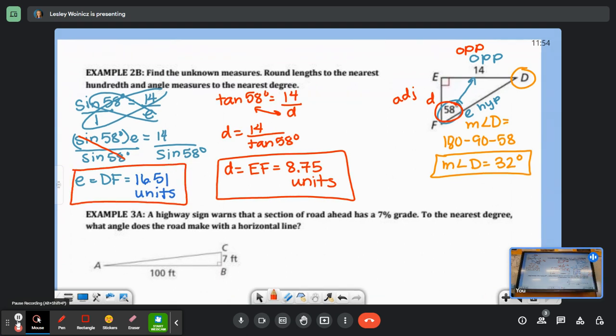Okay, double check that your hypotenuse, DF, is the longest side and that your answers kind of make sense. Is your longest side across from your biggest angle? Is your smallest side across from your smallest angle? That's a good way to check your work without having to go back and crank out the whole thing. Any questions about this? All right, let's try another one.